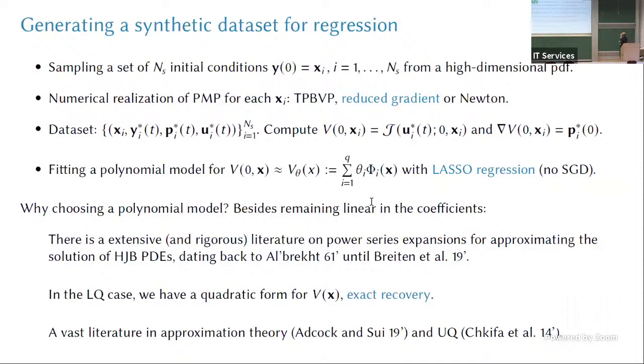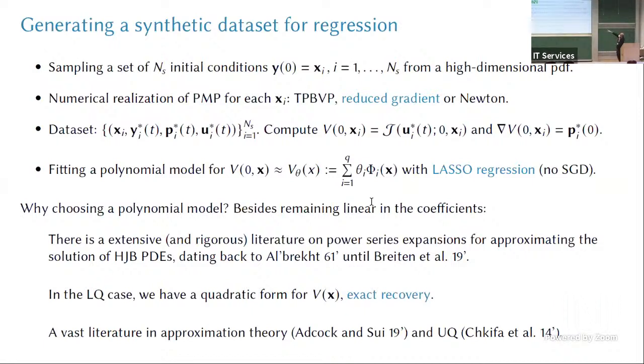So it's a high dimensional space. For each one of these initial conditions, we solve this 2-point boundary value problem, which we can do by gradient descent, Newton method, or you just use right away a 2-point boundary value problem solver. And then that generates a synthetic data set for the value function and the gradient. I don't want to bother you with how we treat the time variable, so I'm just assuming that I'm just interested in approximating V at time 0. That is enough to generate a control that stabilizes.